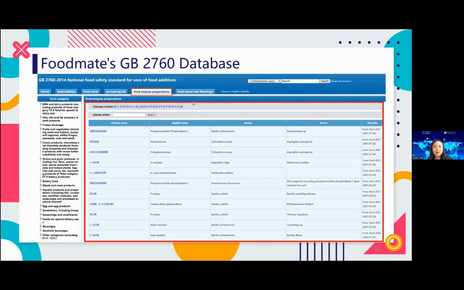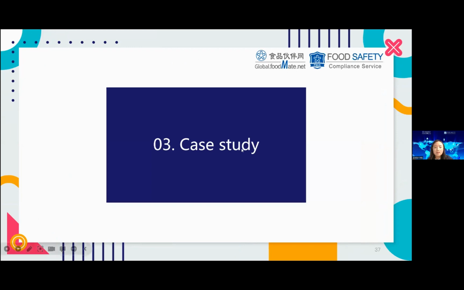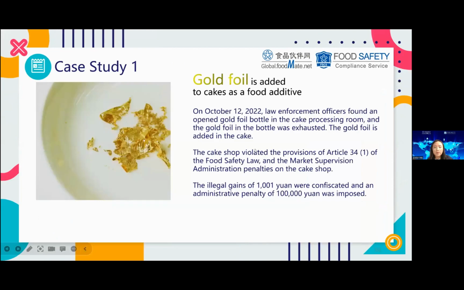Now let's go to the third part, the case study. The first case study is about the goat foil. I learned that goat foil is edible in some countries, but in China it's not. In this case, the goat foil is added into cake as a food additive. During the inspection, an officer found an opened goat foil bottle in the cake processing room, and the goat foil was completely used up. The cake maker had added it to the cake.